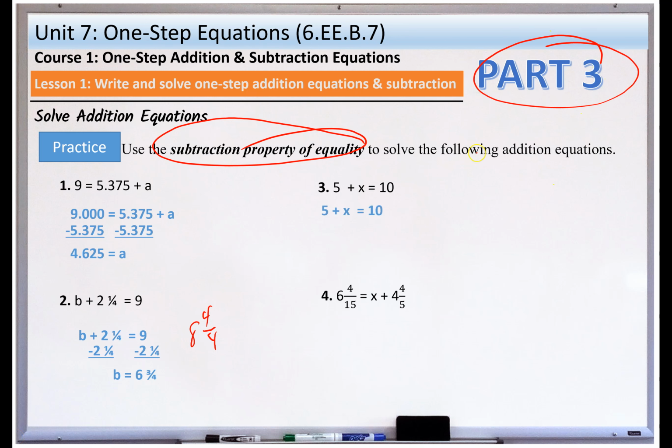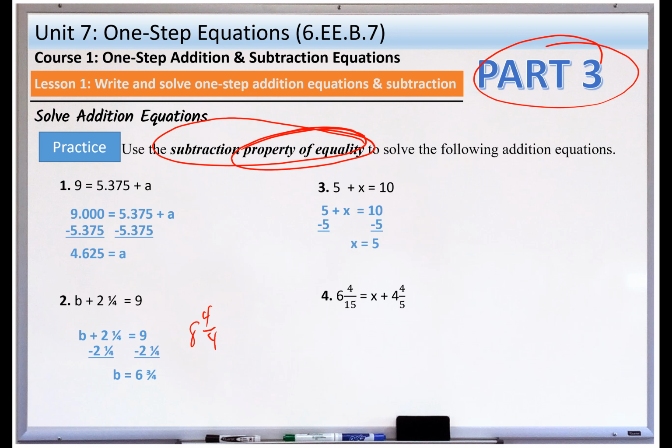I believe where we left off was problem number 3. 5 plus the number x is equal to 10. The inverse operation of adding 5 is to subtract 5. So subtract 5 from both sides, because the subtraction property of equality says I have to do the same thing to both sides. And that would give me x equals 5.